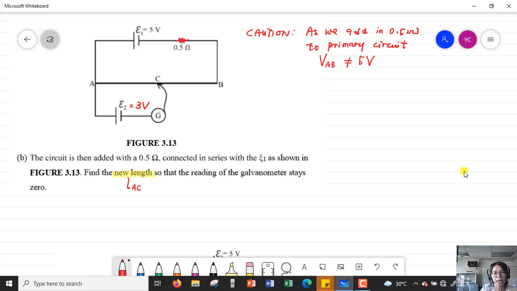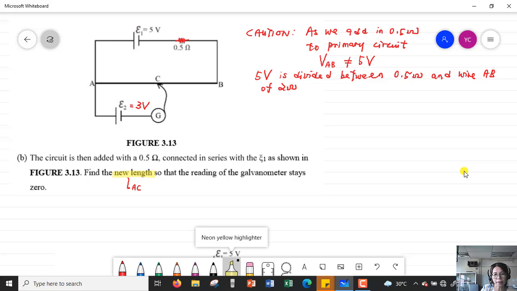So bila kita add in satu resistor 0.5 ohm, now we will notice that our 5 volt ni will be divide. It is divide between the 0.5 ohm resistor and the wire AB. And this wire AB have a resistance of 2 ohm. Wire AB ni ada resistance 2 ohm seperti yang dinyatakan dalam soalan 15A. Dah diberi dalam soalan 15A.